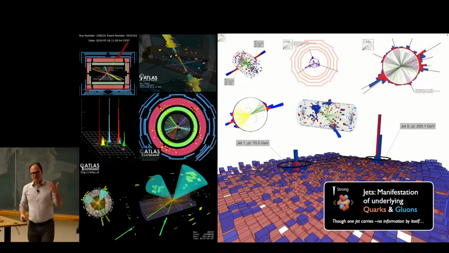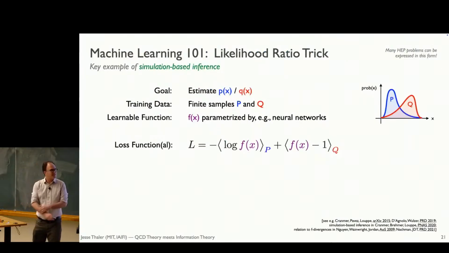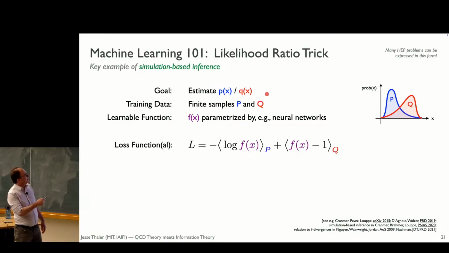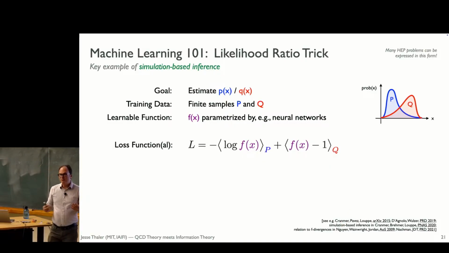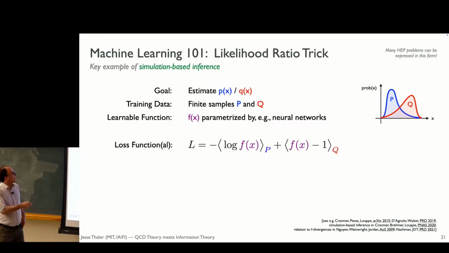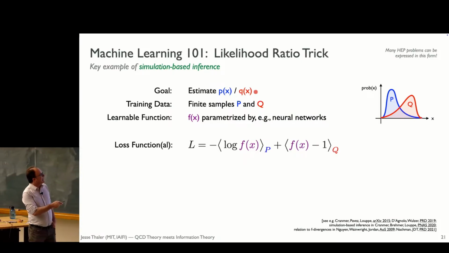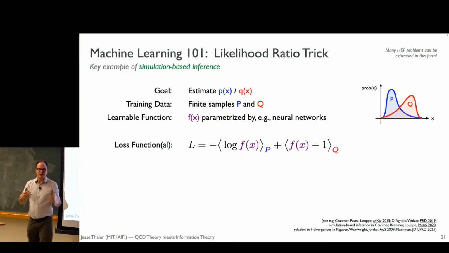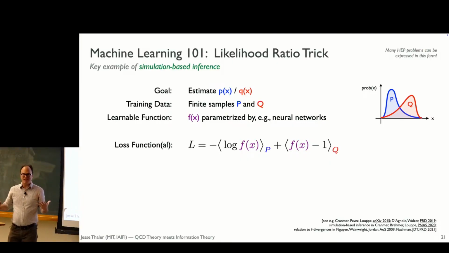Let me just show you the derivation of how you do machine learning optimization, to show you how straightforward this is from both a physics and a machine learning perspective. This is kind of machine learning 101. Let's say I have two distributions, P and Q, but all I have is samples from them. It could be samples from experimental data or samples from a Monte Carlo event generator. My goal is to estimate this ratio, because the likelihood ratio between two possibilities is the optimal way of telling whether possibility P versus Q is actually realized.